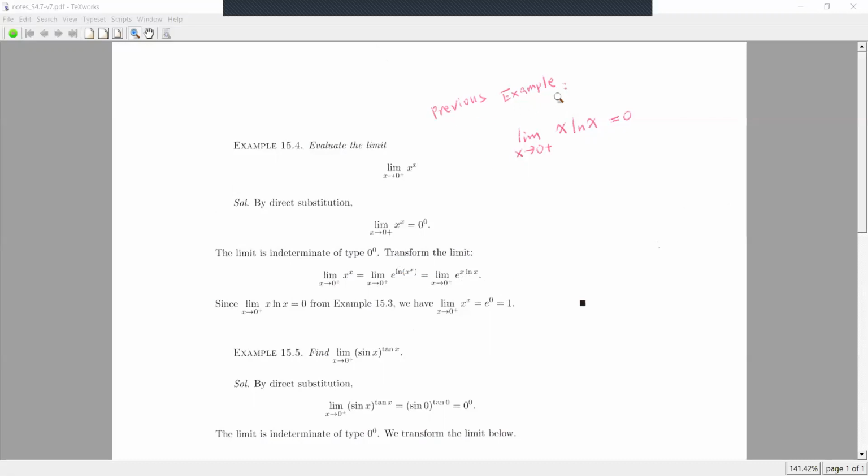From the previous example, when x approaches 0 from the right, x times natural log approaches 0. So when x approaches 0 from the right, the power approaches 0. Therefore, e to this power will approach e to 0. E to 0 is 1. So therefore, this limit is 1.